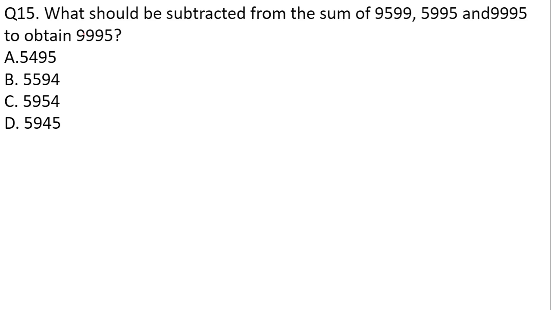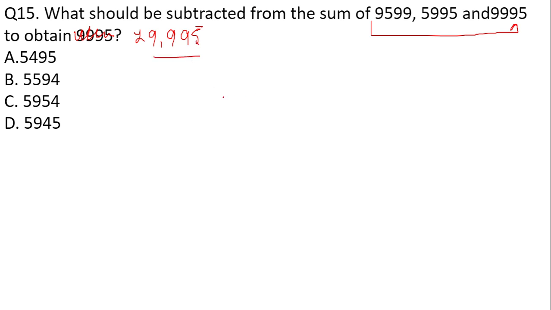There is a correction here. The number should be 19,995. So we have to take the summation of all this first, and then what should be subtracted from the summation of these three numbers so that we get this particular number is the question.